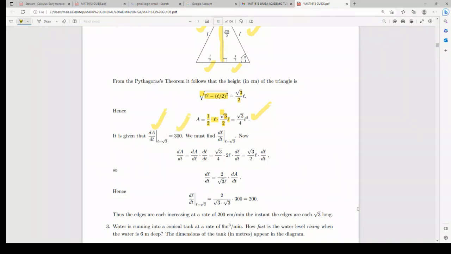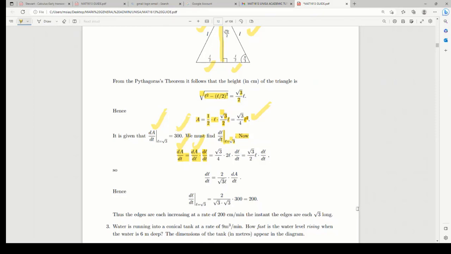Okay, so normally you start with what you have. But now the area, as you can see here, is a function of length. The area is a function of the length here. So we start with the dA/dt, which we already have. We are given 300. And then we use the chain rule. We start outside with the dA/dL, and then we go inside with the dL/dt, which we need to find, okay? This is the unknown, the dL/dt.